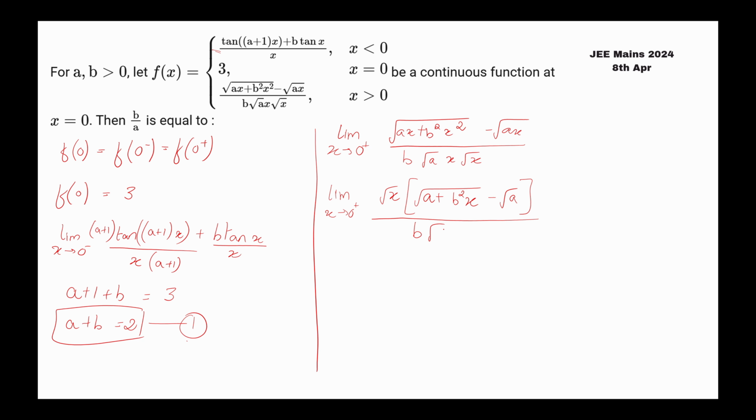upon b root a x root x. So root x and root x would get cancelled out, and here I have x, and on top I have root a minus root a. So what I can do is simply use my method of rationalization to solve this question further. Now if I use rationalization, what would this equation become?